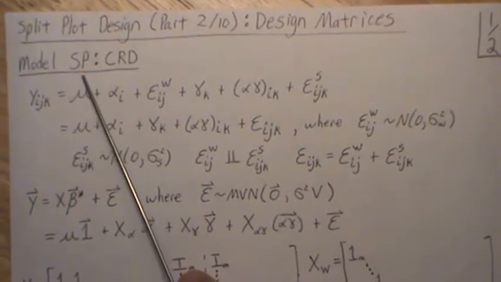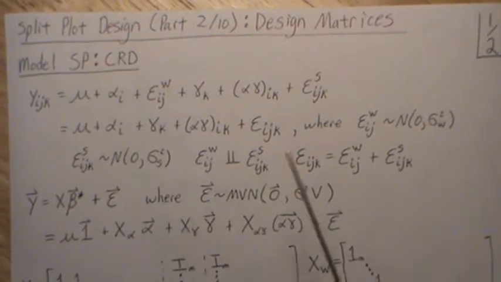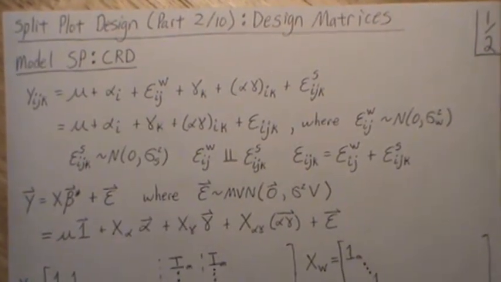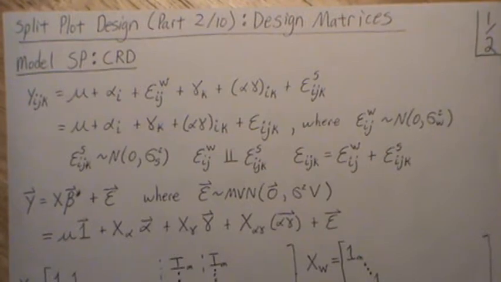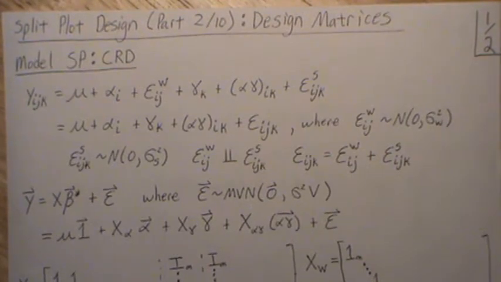One is called split plot completely randomized design. The other is split plot randomized complete block. As a reminder, in a split plot there are two sorts of randomizations going on. One is called the whole plot randomization, which is applied to a larger experimental unit, and then each of those larger units is subdivided, split into different pieces, and another treatment is applied to each of those whole plots.